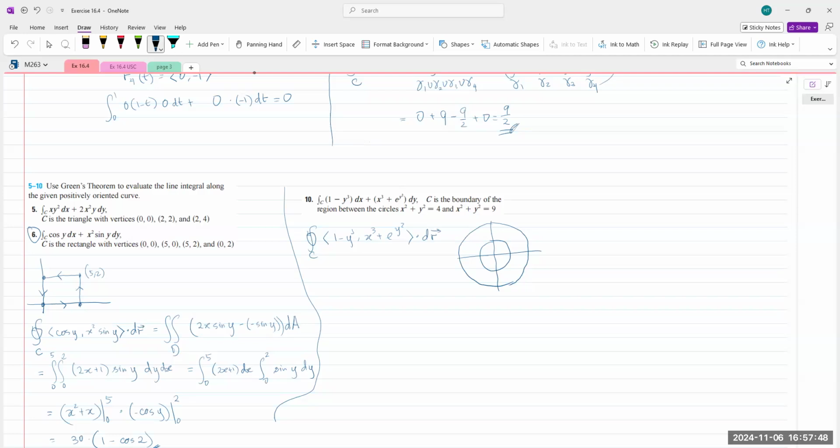Now you can see I do it this way. Let's say this is the orientation of the outer one, and the inner one must have this orientation. Remember, it is positively oriented if the region it encloses is on the left-hand side.